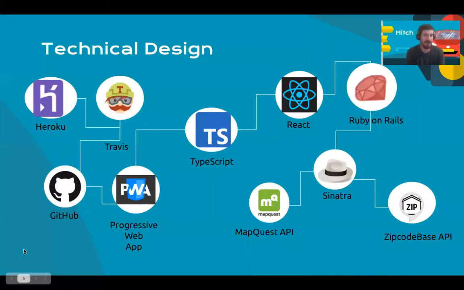As far as technical design, on the back end, as we discussed, we used two microservices, both in Sinatra. One was the MapQuest API and one was the zip code base API. And then our back end was written as a full Rails API app. For front-end technologies, we use React, TypeScript, and Progressive Web App, where we deployed using GitHub, with continuous integration through Travis that deployed directly to Heroku.